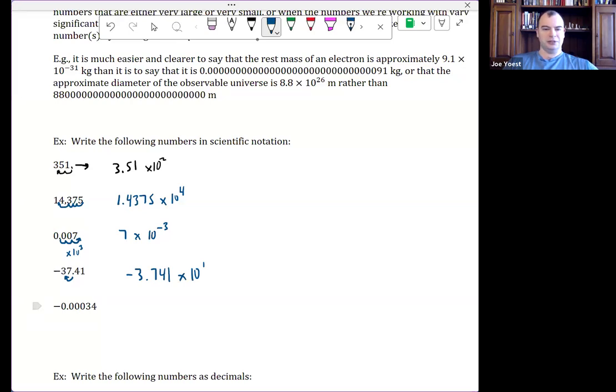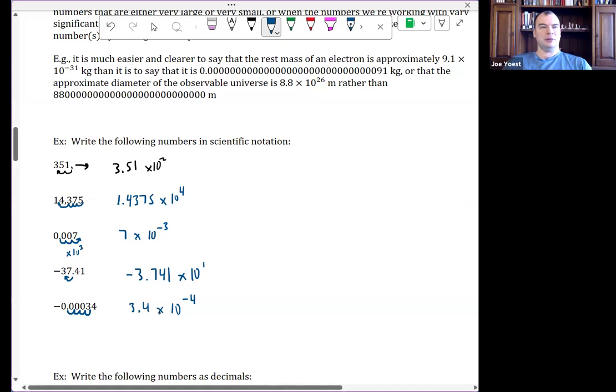Or negative 0.00034. I want this to be 3.4 times 10 to the something. I had to move 1, 2, 3, 4 places to the right. So it's got to be times 10 to the negative 4 to counteract that. Basically, in moving 4 places to the right, I've multiplied by 10 to the fourth. I need to divide by 10 to the fourth, or multiply by 10 to the negative 4, to account for that. That's a 4, not a 9. And oh, and that's negative.